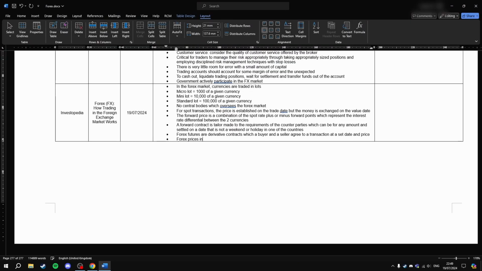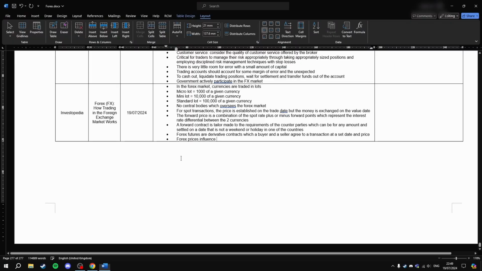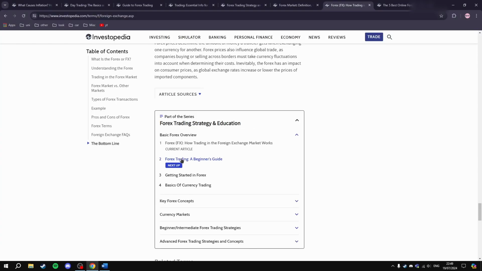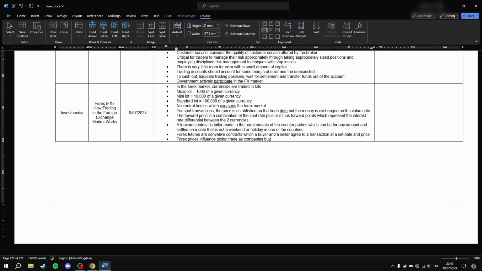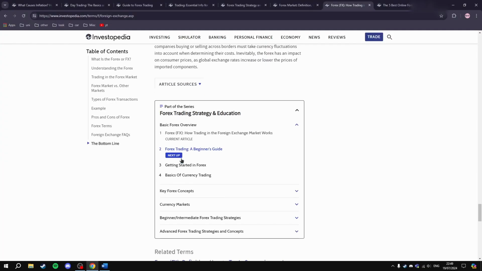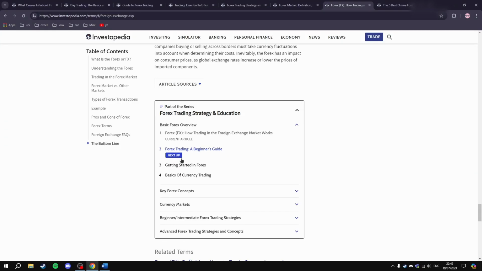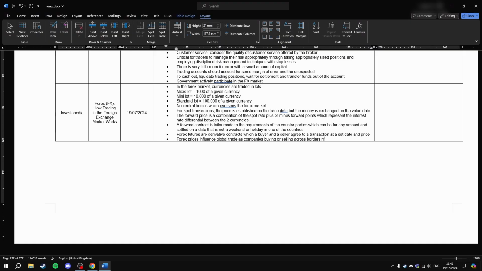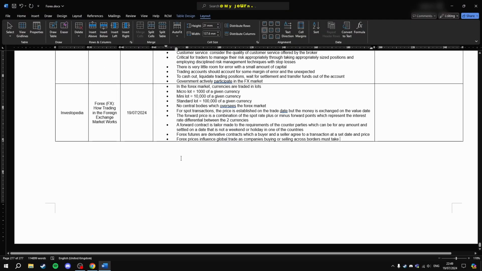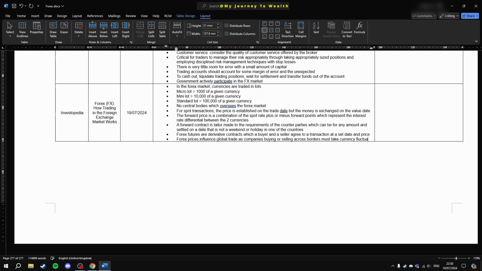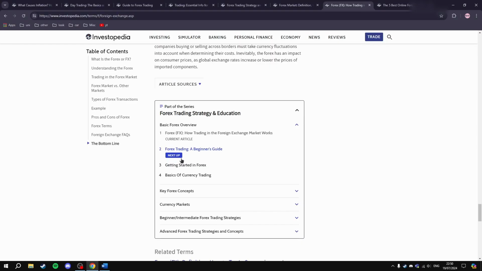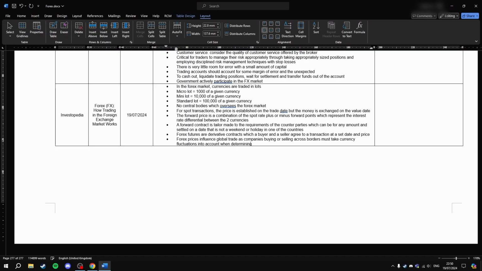Forex prices influence global trade as companies buying or selling across borders must take currency fluctuations into account when determining their costs.